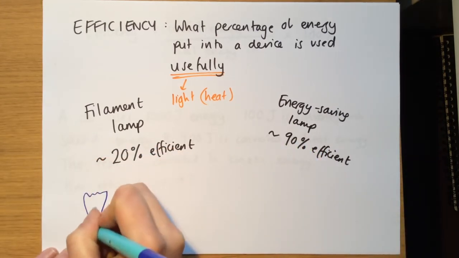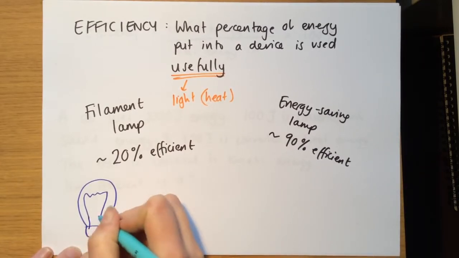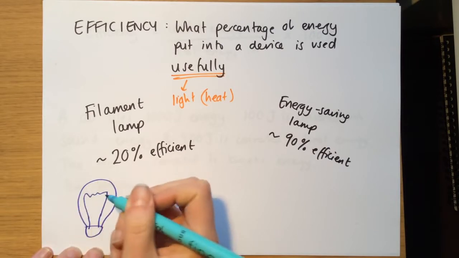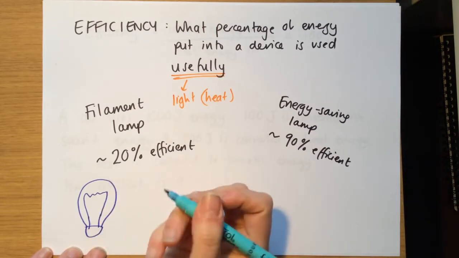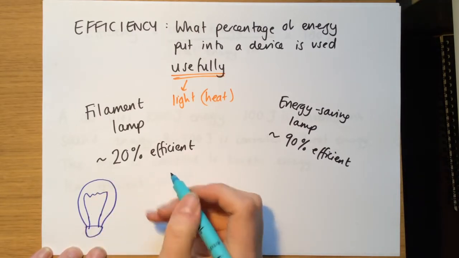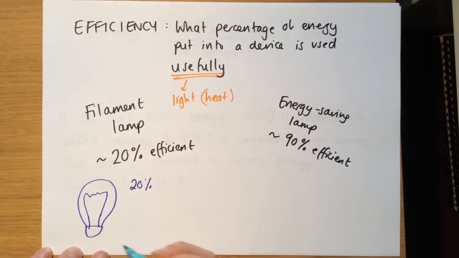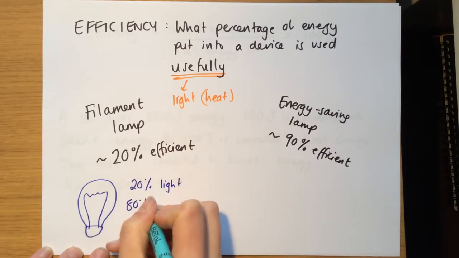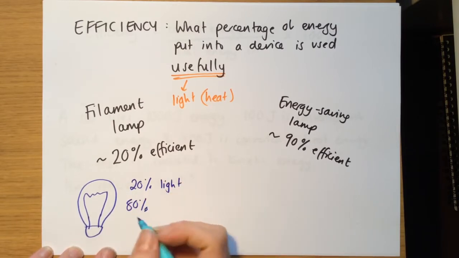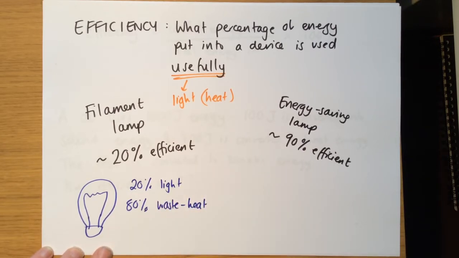It's got a bit of a wire there, and it looks like this, and it's my really bad drawing of a lamp. Okay, now a filament lamp just works by heating up this wire, and you heat it up so it becomes so hot that it glows. So by definition, because you're making it heat up, a lot of the energy is wasted as heat here. They're about 20% efficient, and that means that 20% of the electrical energy that goes in comes out as light, and the other 80%, because remember percentages have to add up to 100, is wasted as heat.